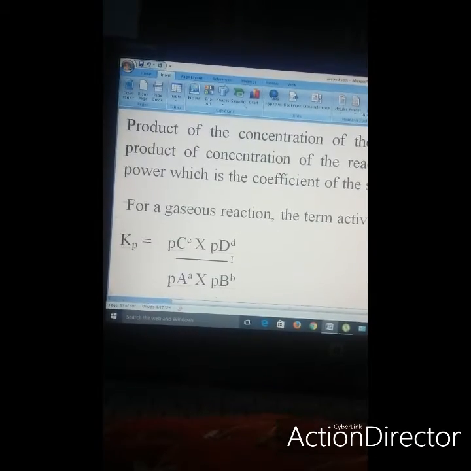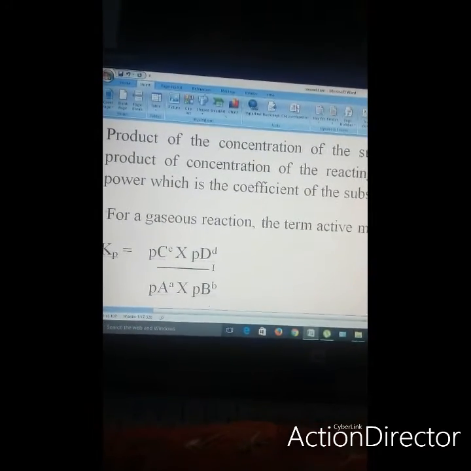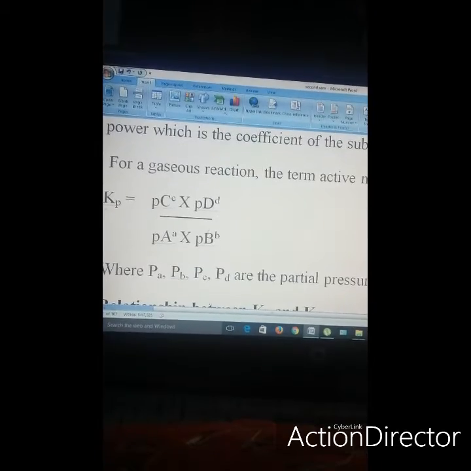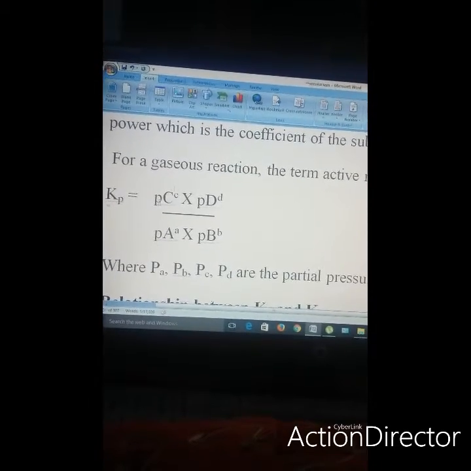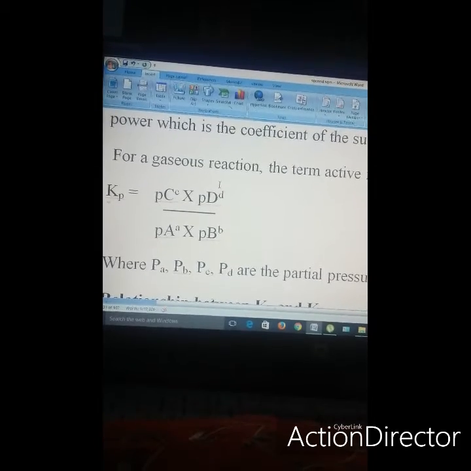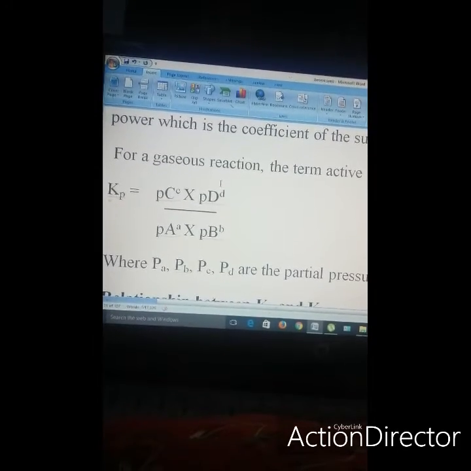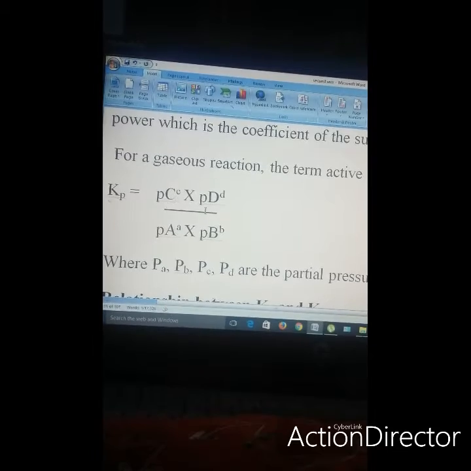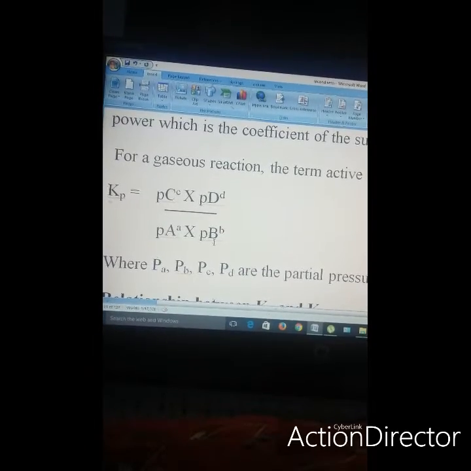Now for gaseous reactants, the active masses can be replaced by partial pressures. So instead of concentration terms you will be taking the partial pressures of A, B, C and D. So it will be PC to the c, PD to the d, PA to the a and PB to the b.